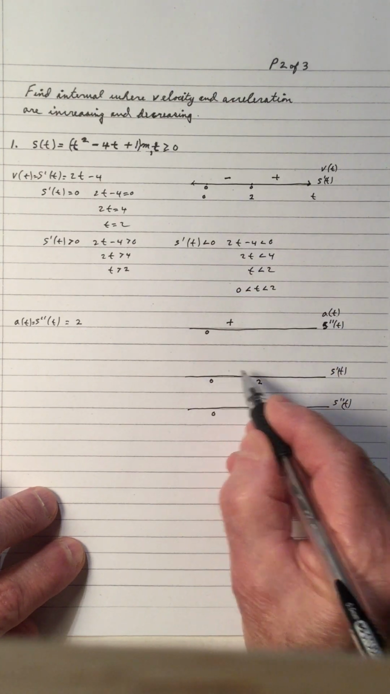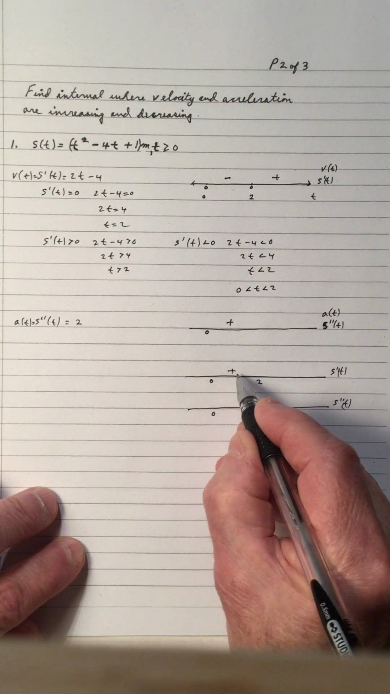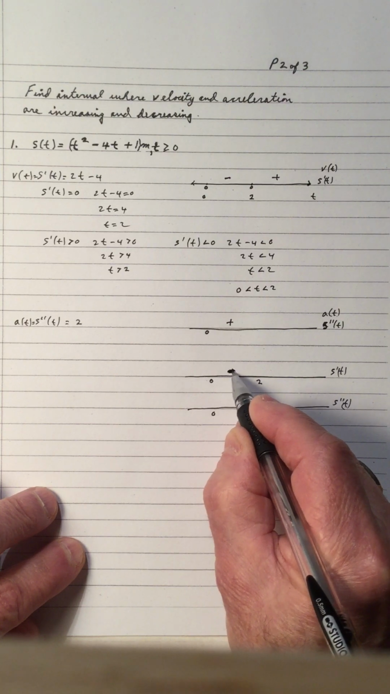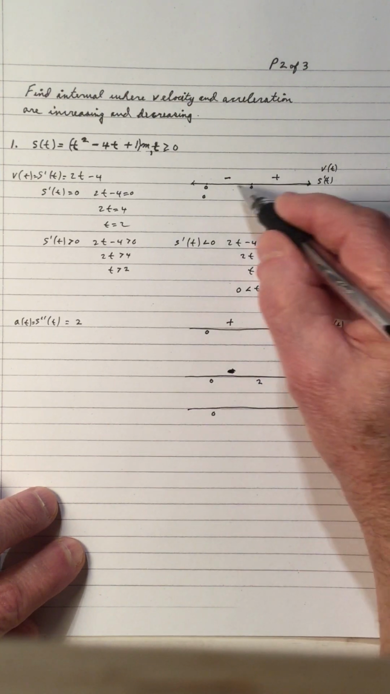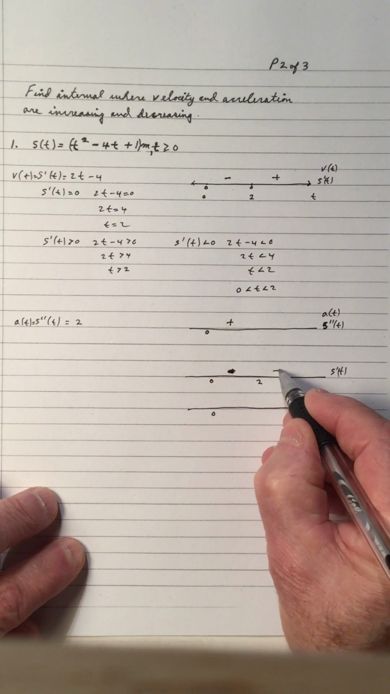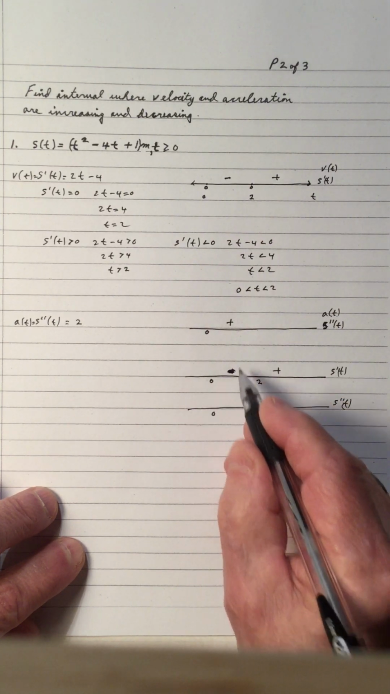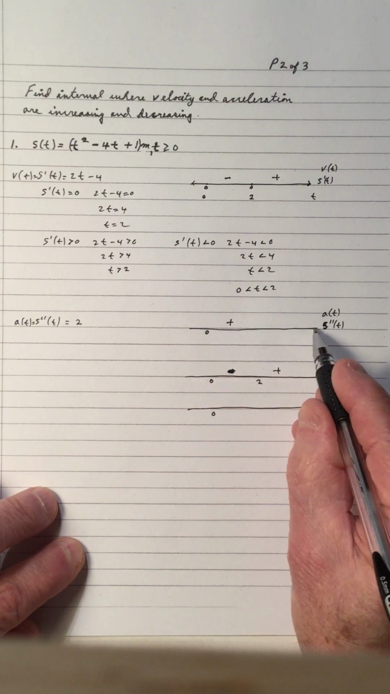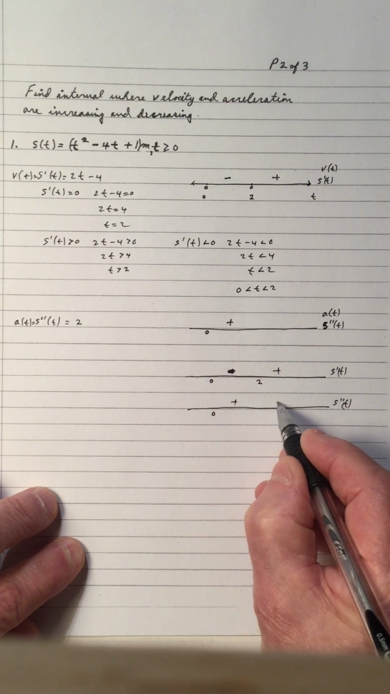So if this at 2 is a plus, oh, better be careful, it's a minus and a plus, and right here is a plus, always to the right of 0, so that's a plus, and that's a plus.